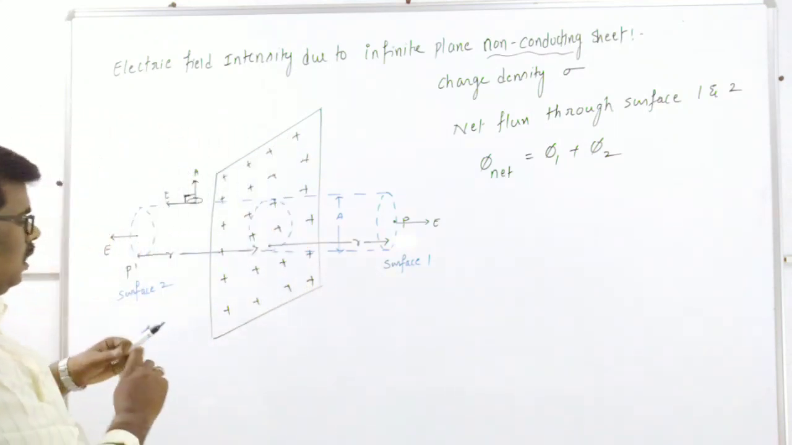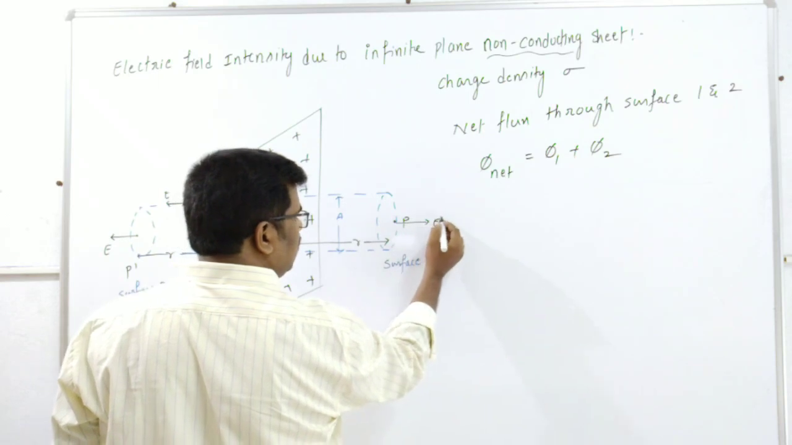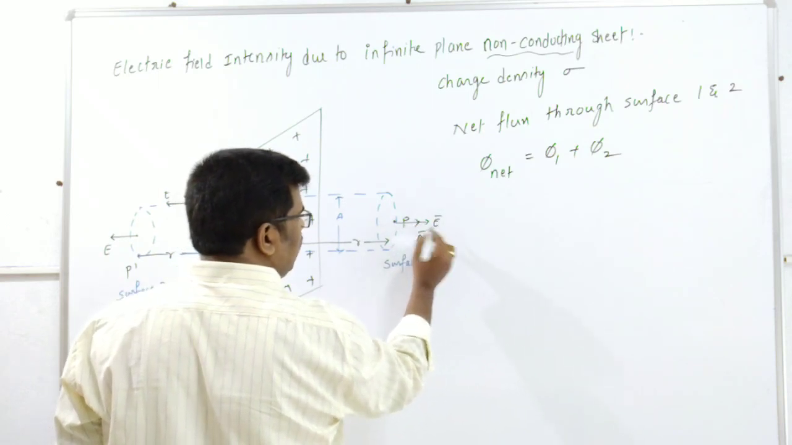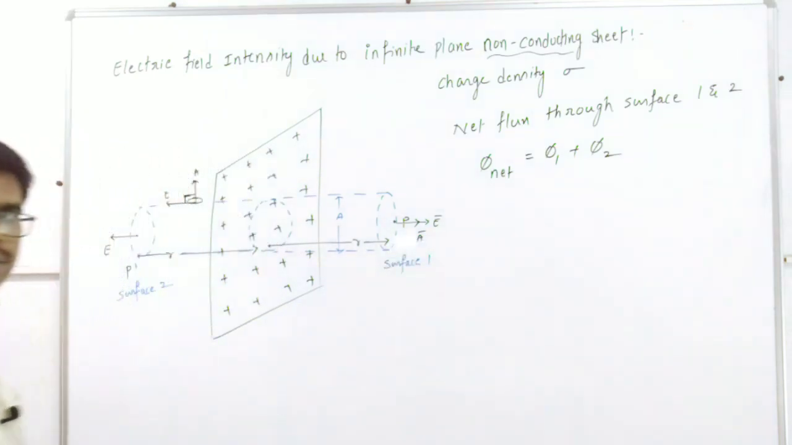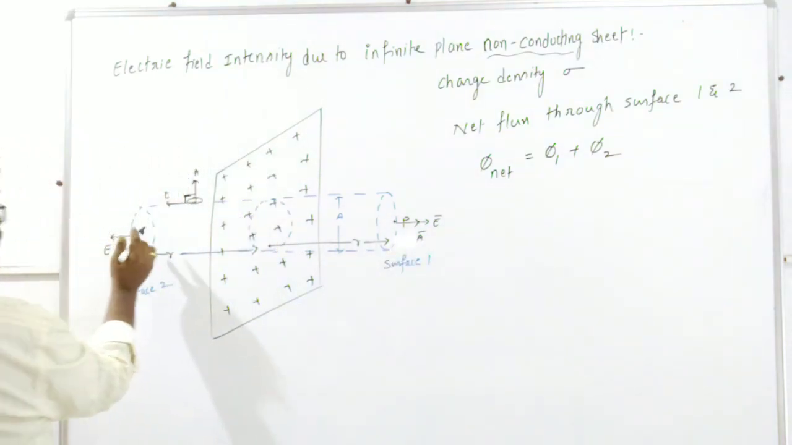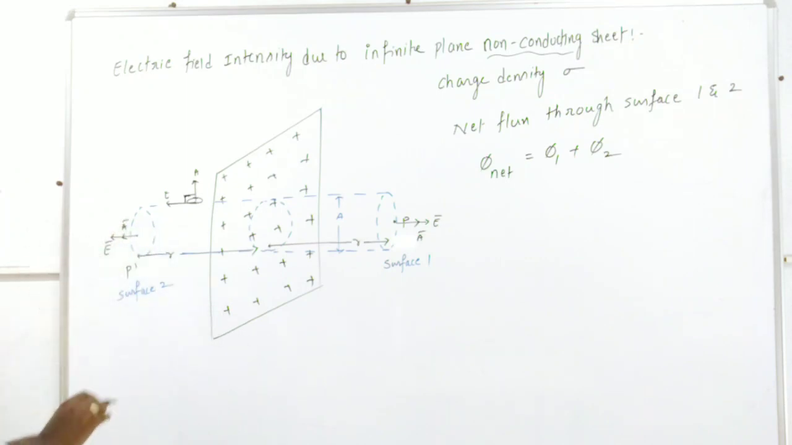So you can observe that the electric field intensity is like this, and the cross sectional area vector is also along the same direction, and theta between electric field intensity and area vector is 0. Similarly here, if you take the area vector as well as the electric field intensity vector, both are along the same direction.